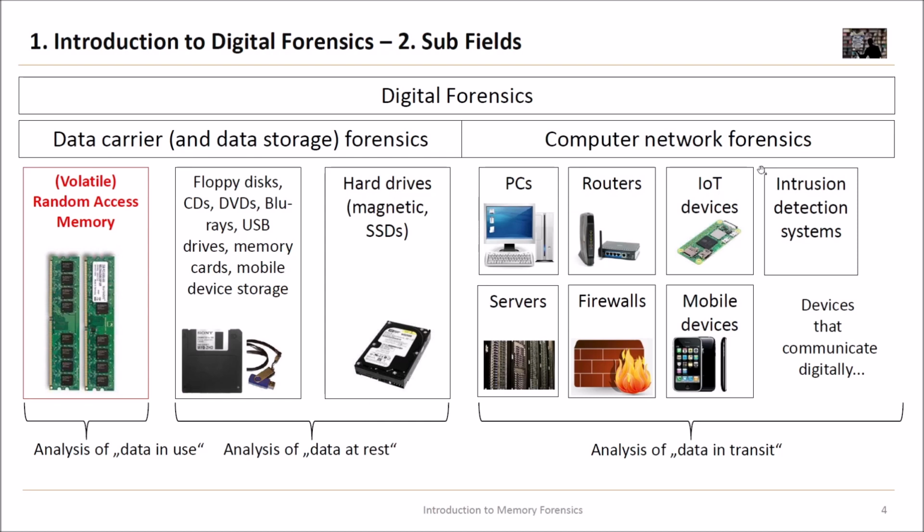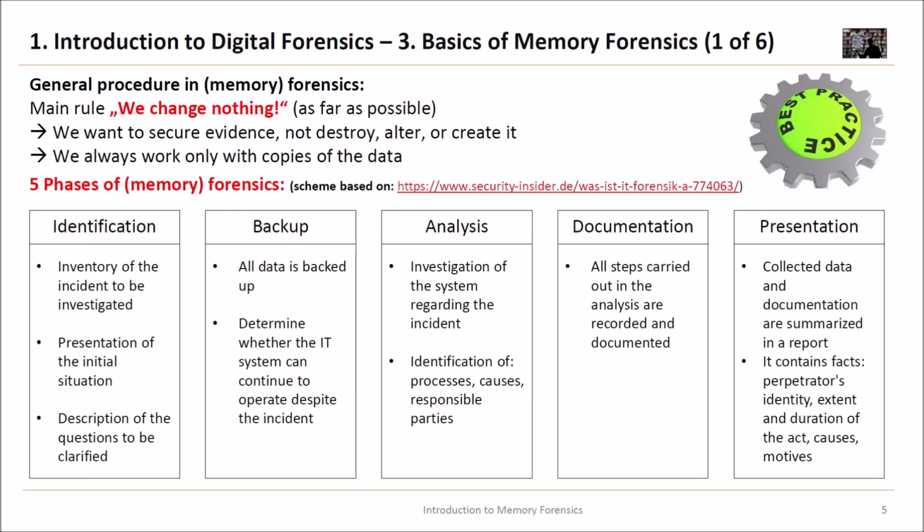Then we have the computer network forensics. Here we analyze how PCs communicate, routers, IoT devices, intrusion detection systems, servers, firewalls, mobile devices. In general, devices that communicate digitally. And we also call this the analysis of data in transit. In this video, we will only have a brief introductory look at random access memory and how we can analyze these. Let's have a look at the general procedure of forensics or memory forensics.